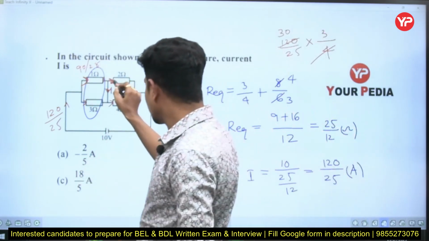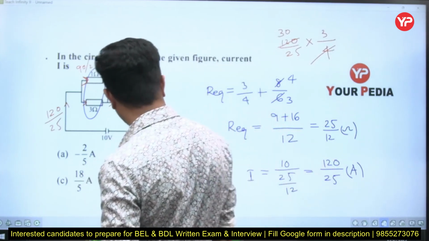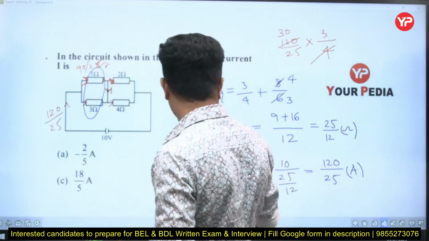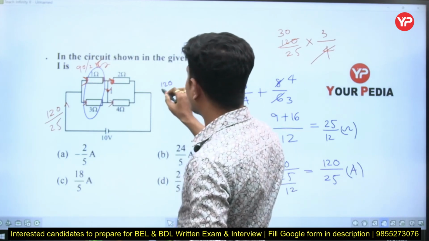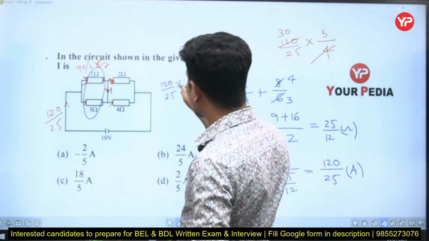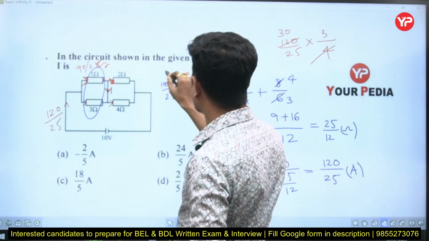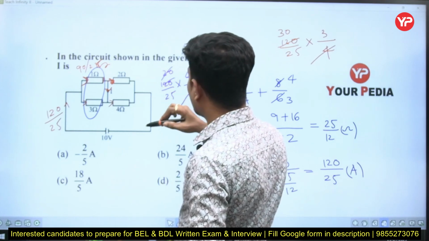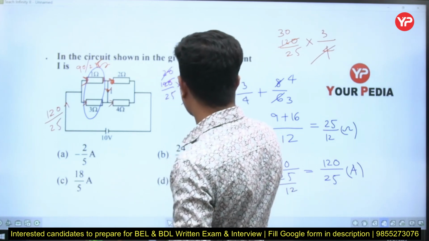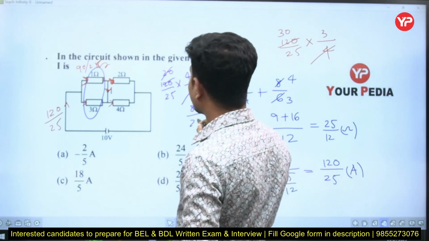Again, I want that current. Yes, how much is that current? Total current 120 by 25 into the opposite resistance 4 divided by 6. Let's keep it as divided by 25 only. 120, 20 into 4, 80 divided by 25.